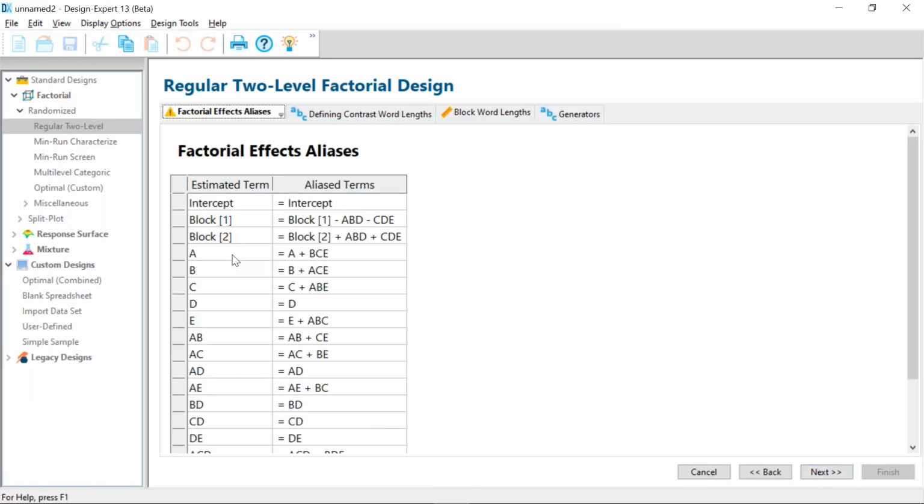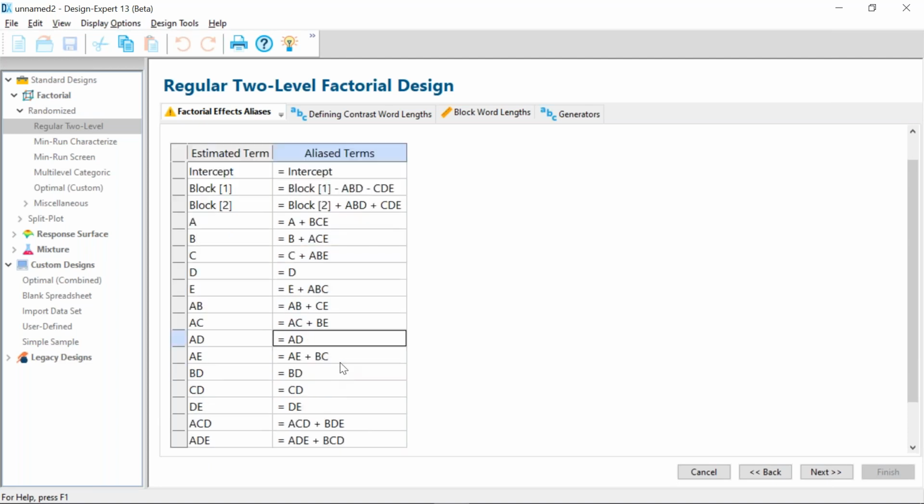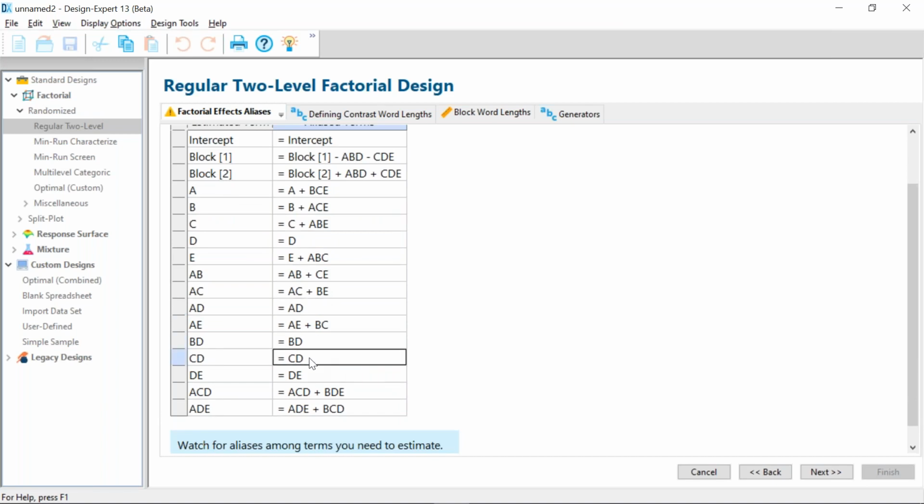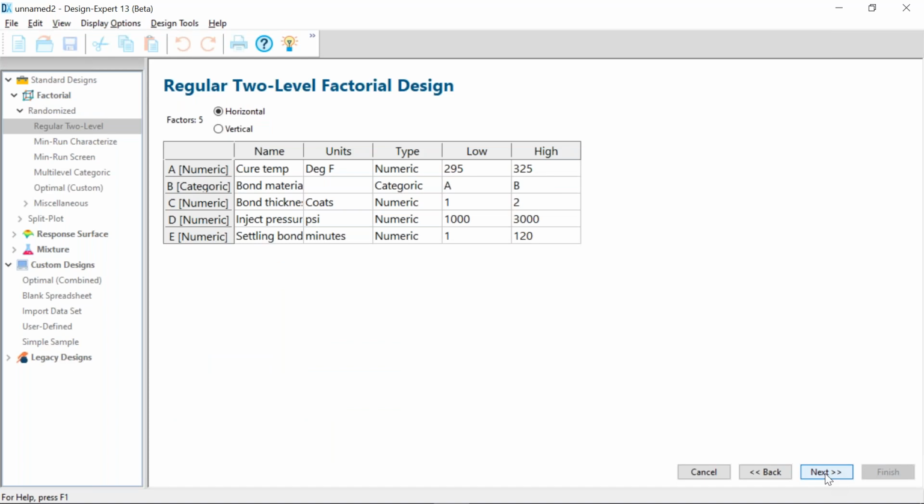However, when you look at the aliasing that's provided by Design-Expert, you can see that main effects are aliased only with 3-factor or even higher interactions, which are not shown. And many of the 2-factor interactions are not aliased with anything other than 3-factor or higher. So this is degraded somewhat by the blocking, but it worked out just fine in the end.